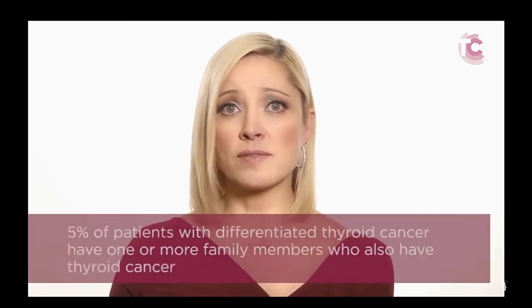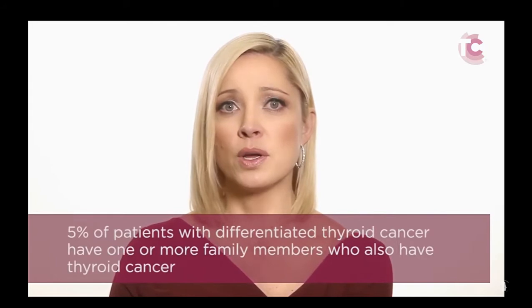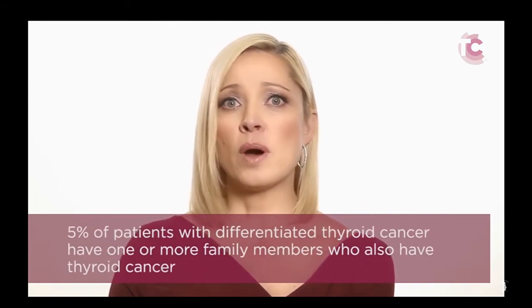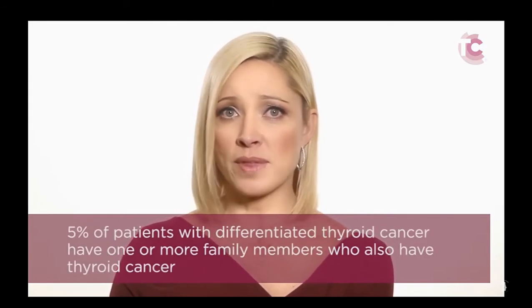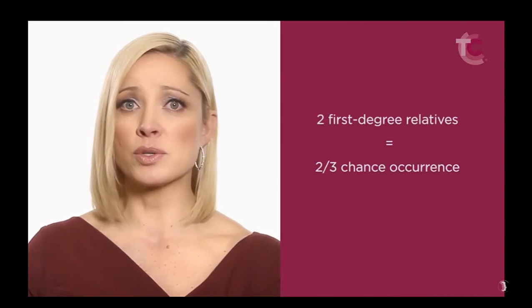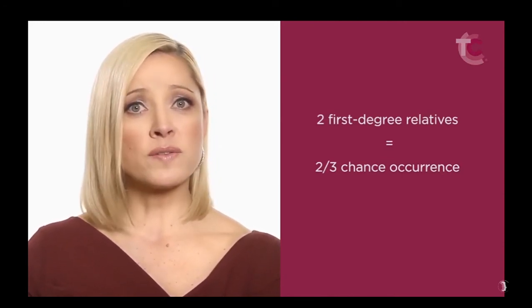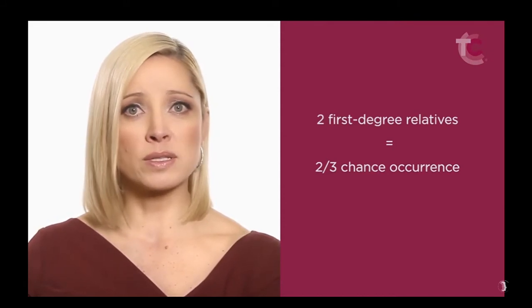If a patient does not have any of these syndromes, it is still possible to inherit a predisposition to develop thyroid cancer. Studies from multiple medical centers have shown that about 5% of patients with a differentiated thyroid cancer, usually papillary, have one or more family members who also have thyroid cancer. When a patient has only 2 first-degree relatives, including parents, siblings, or children, with non-medullary thyroid cancer, 2/3 of the time this is a chance occurrence.